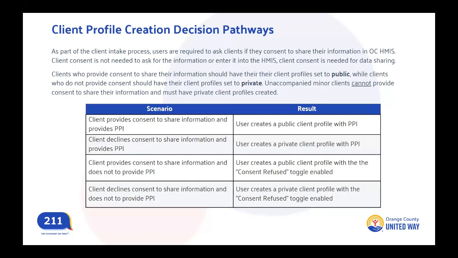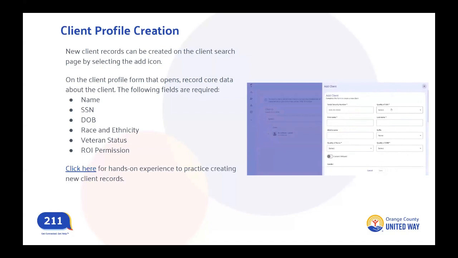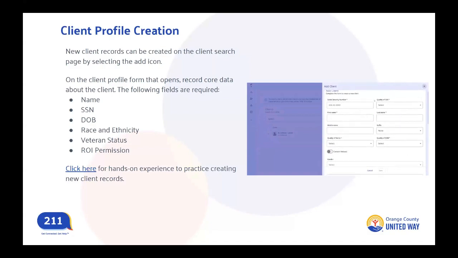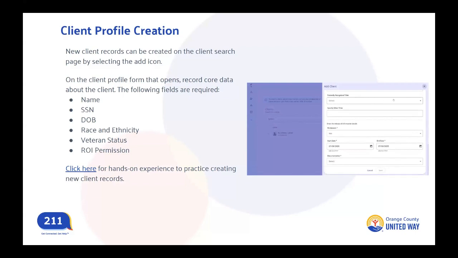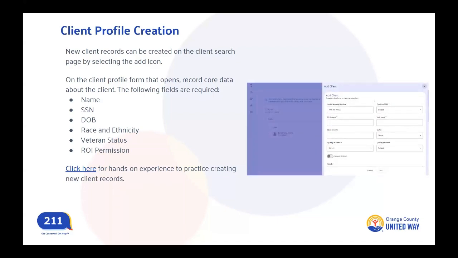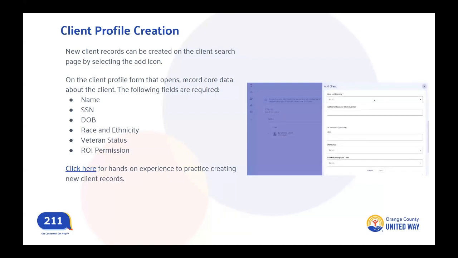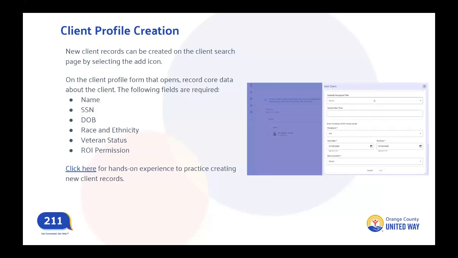So moving on from these specific decision pathways, we can go ahead and go over to the actual profile creation. New client records can be created on the client search page by selecting the Add icon. On the client profile form that opens, record core data about the client. The following fields are required: the name field, as well as the data quality name field, the social security number field, as well as the quality of social security number field, date of birth field, as well as quality of date of birth field, race and ethnicity field, veteran status, and ROI permission.